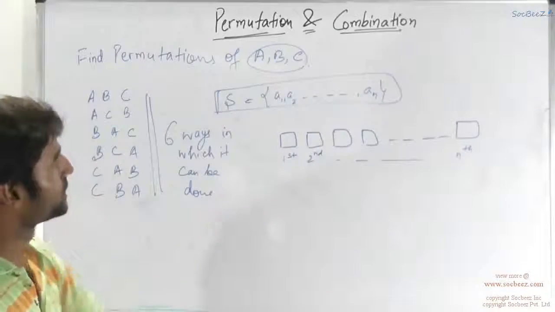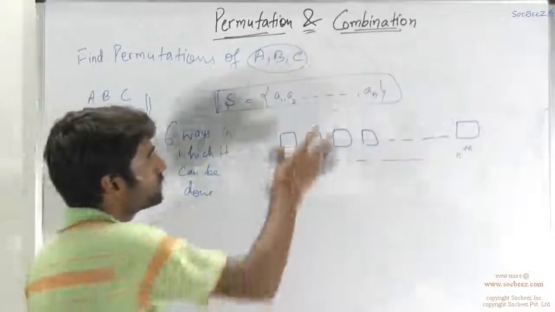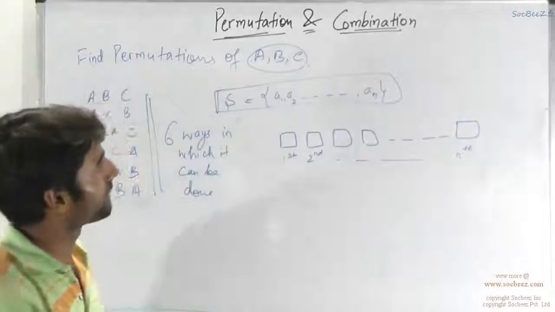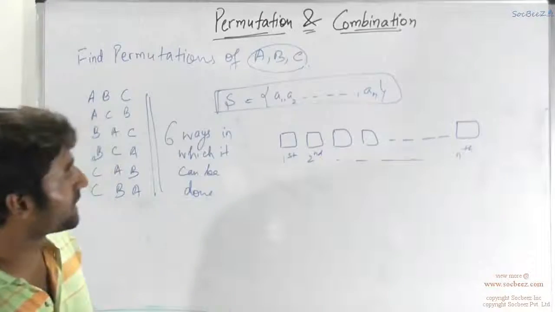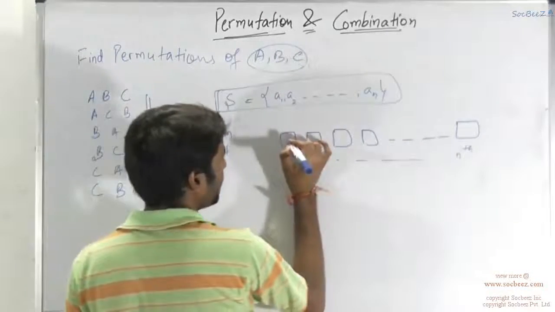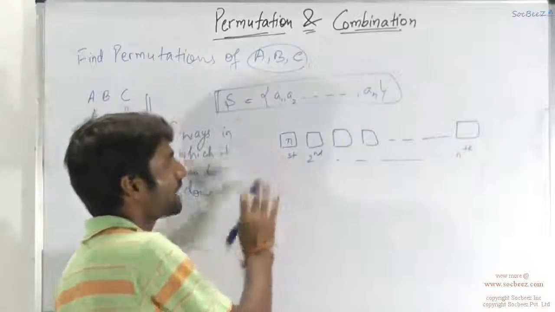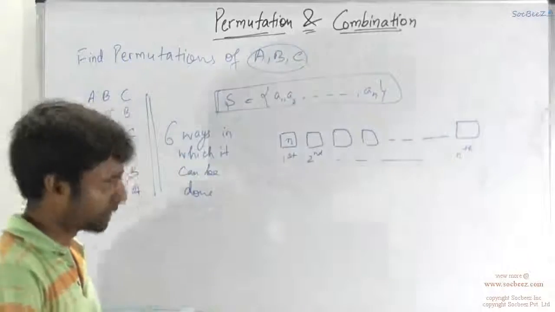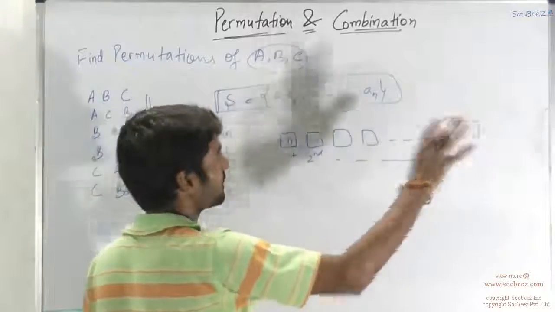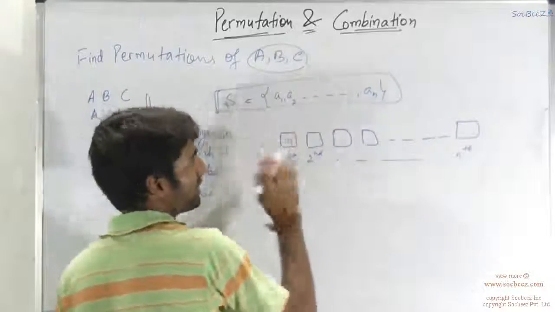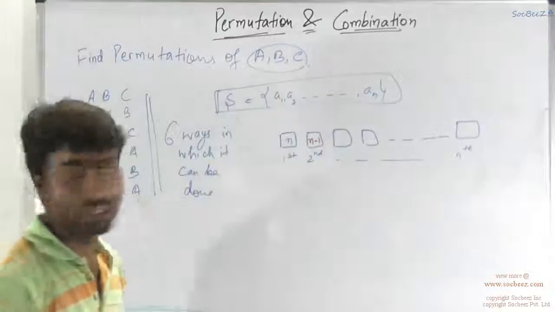So at the first position, how many possibilities do you have? You can choose any of these n numbers, any of the n objects that belong to this set. So for the first position you have n possibilities. For the second position you can't choose the number which has been already chosen for the first position. So you can choose any of the other numbers except the number chosen at the first position. So for the second you have n minus 1 choices.